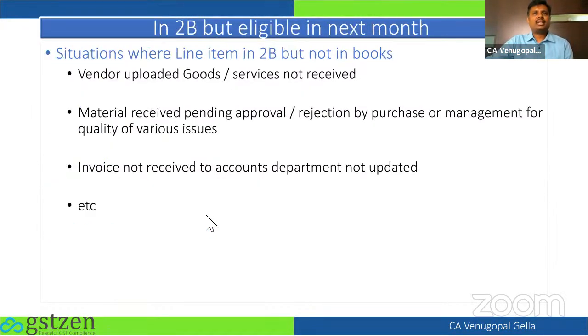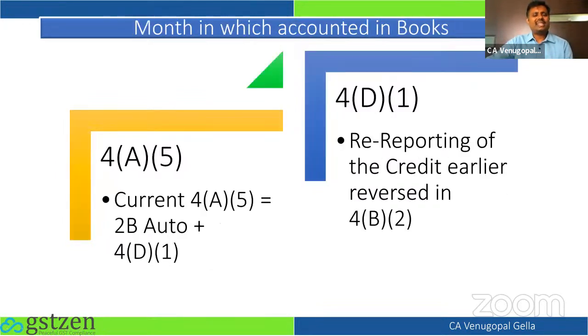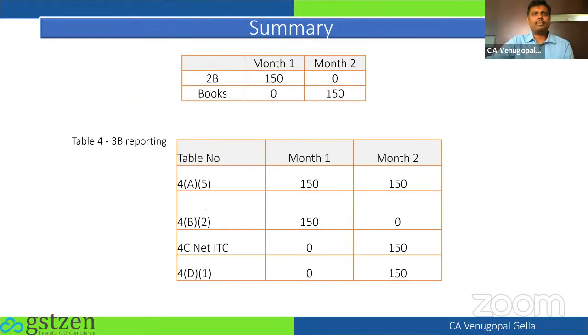How do I handle these temporary credits? Temporary credits means goods have not come or material is pending, whatever be the reason. So in the first month, when you don't know how to take the credit, you report it in 4A5 and 4B2. In the second month, you will report it in 4A5 and 4D1. Again, if you are feeling confused, I've just given one small table.